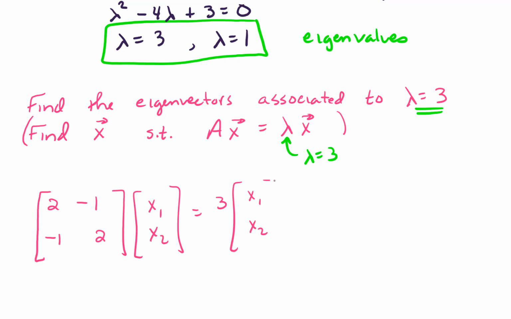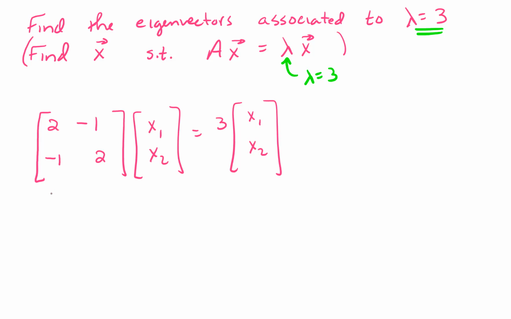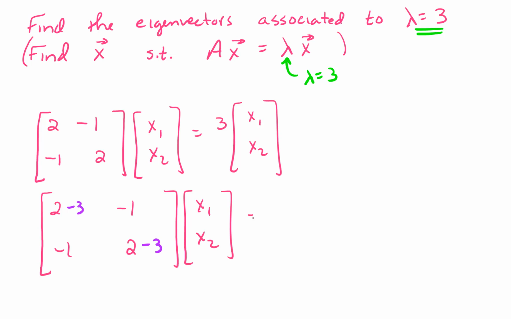And by a previous video, what this really amounts to is looking at 2 minus our eigenvalue down the diagonal. So let's put that in, times vector x equals 0. And if you're wondering about those steps, how we went from the first equation to the second, I encourage you to go back and review a previous video on that topic.